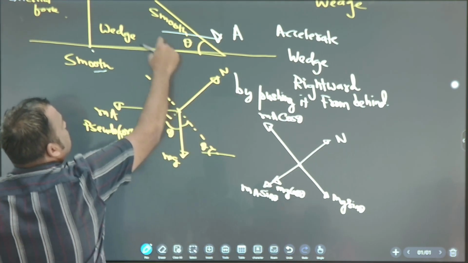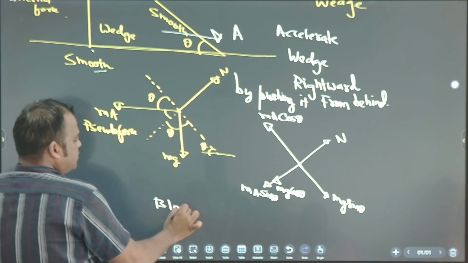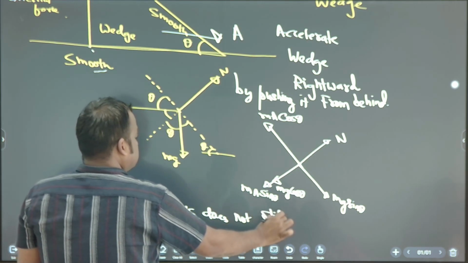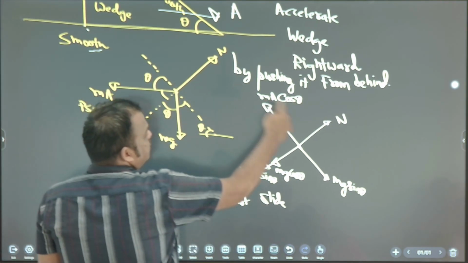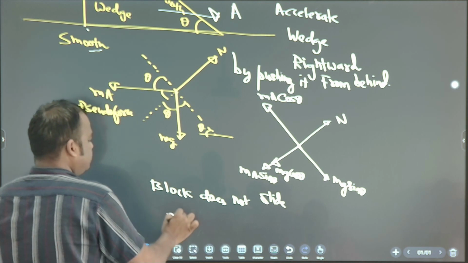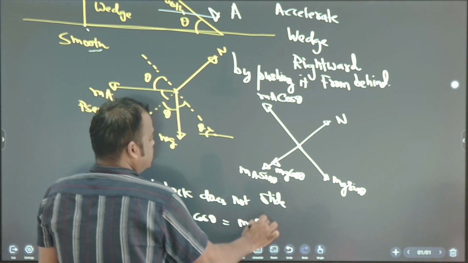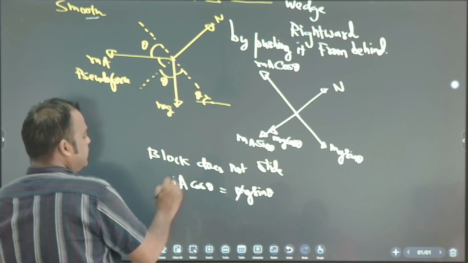So the block is not sliding down. The block does not slide. So these two are equal. So ma cos theta is equal to mg sin theta. Okay, clear? These two are equal. So what is a? Cancel m.